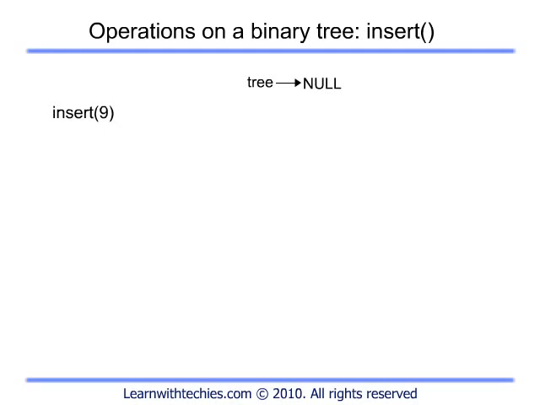An insert of 9 happens. A new node is created and 9 is inserted into that. Its left and right pointers will point to null. And tree pointer will point to this node. Then an insert of 3 happens.